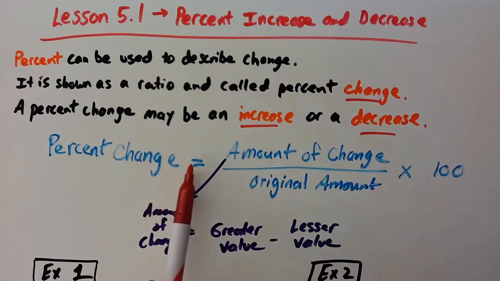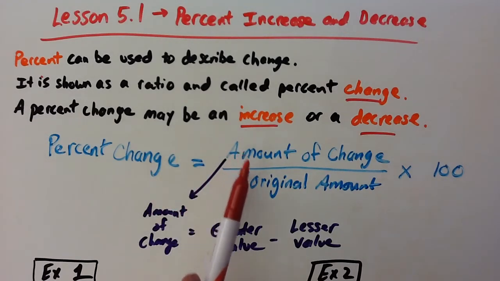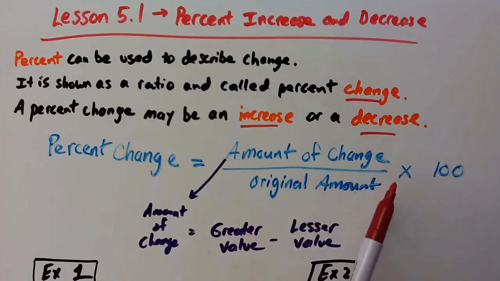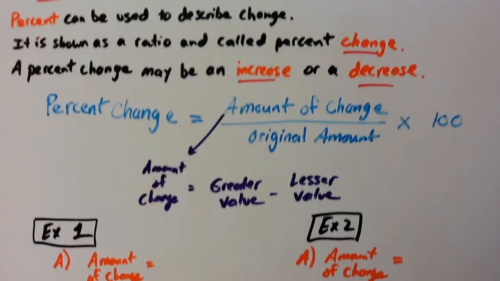The percent change is equal to the amount of change over the original amount, and then we multiply by 100 because percent is always out of 100. To find the amount of change, we always take the greater value and then subtract the lesser value. Let's look at a few examples.